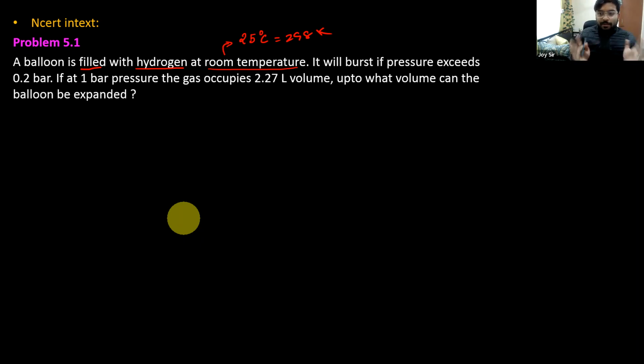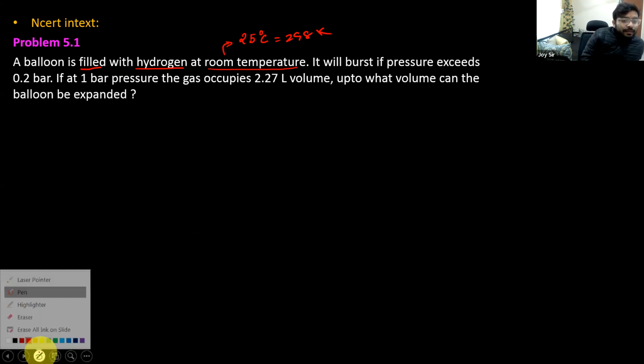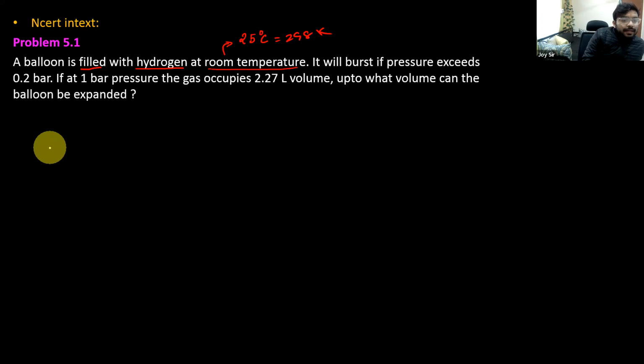We don't need anything else, no other formula. To find the volume, our formula is P1V1 equals P2V2. That is enough. So always think in terms of piston and cylinder, don't think in terms of balloon or anything else. Always try to think in terms of piston and cylinder. This is our cylinder.